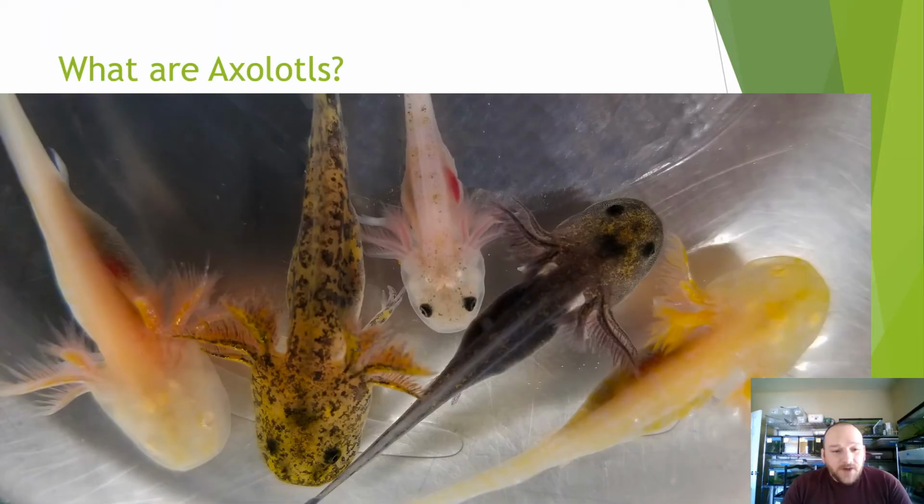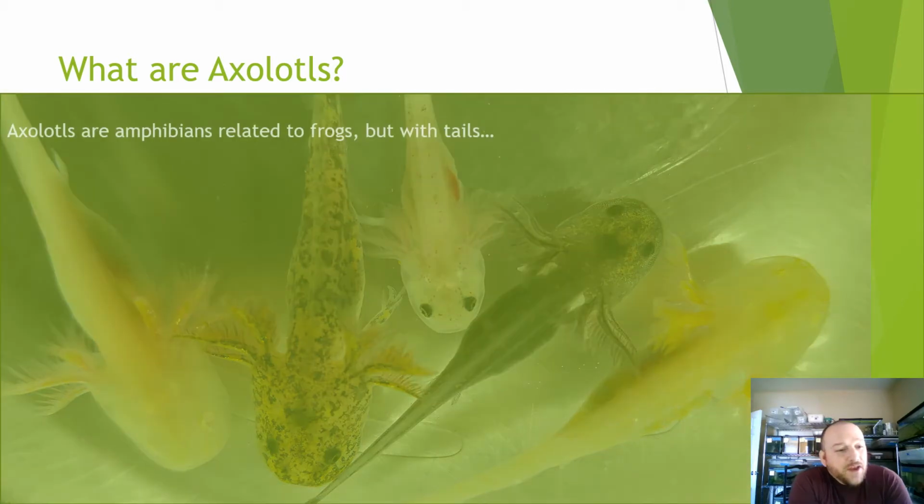So axolotls are, of course, really common in the pet trade. These are some examples here. We'll talk about them in a minute. But I want to talk about where they sit on the evolutionary tree of life. So to begin with, axolotls are amphibians.